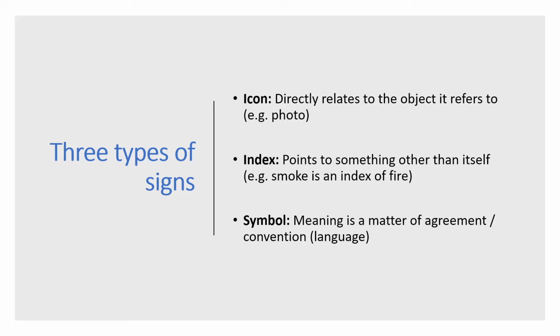The third type of sign is a symbol, where meaning is simply a matter of agreement or convention. Our friend from a couple of slides ago, depending on what context you're in, you'll either call him David or Arne, or maybe both, and we'll understand exactly who it is that we're talking about because we agree to.